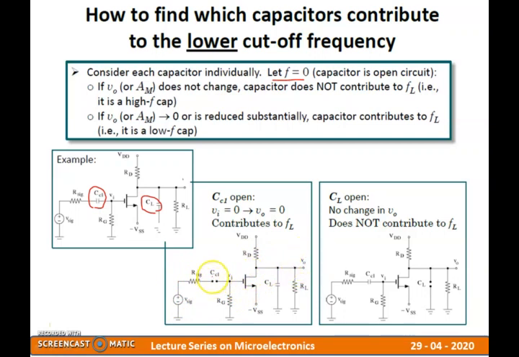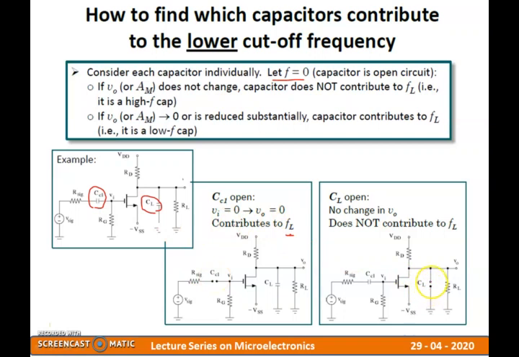Which means by making this an open circuit, my output is drastically affected, which means CC1 contributes to lower frequency, which means the coupling capacitance is a lower cutoff frequency capacitor, or because of CC1 only, I can alter the value of FL.